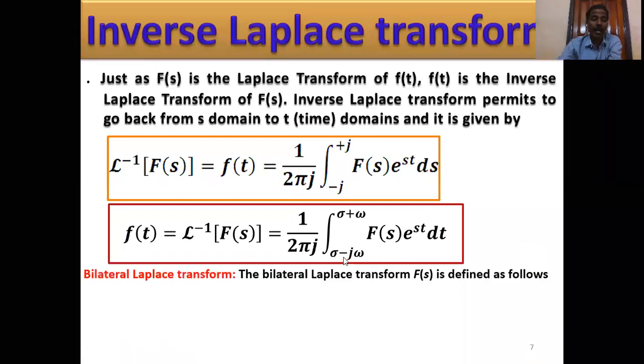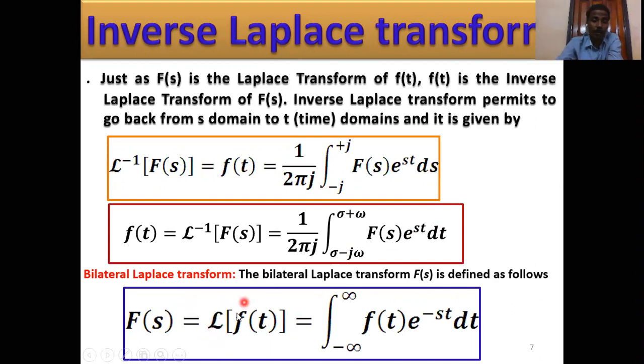Then the bilateral Laplace transform. The bilateral Laplace transform F(s) is defined as follows. F(s) equals the Laplace transform of f(t), integral from minus infinity to plus infinity of f(t) e to the power minus st dt. In this case the range is minus infinity to plus infinity. That's why this type of Laplace transform is called bilateral. This is 0, this is minus infinity, and this is plus infinity. For the bilateral Laplace transform, this is the minus infinity to plus infinity range.